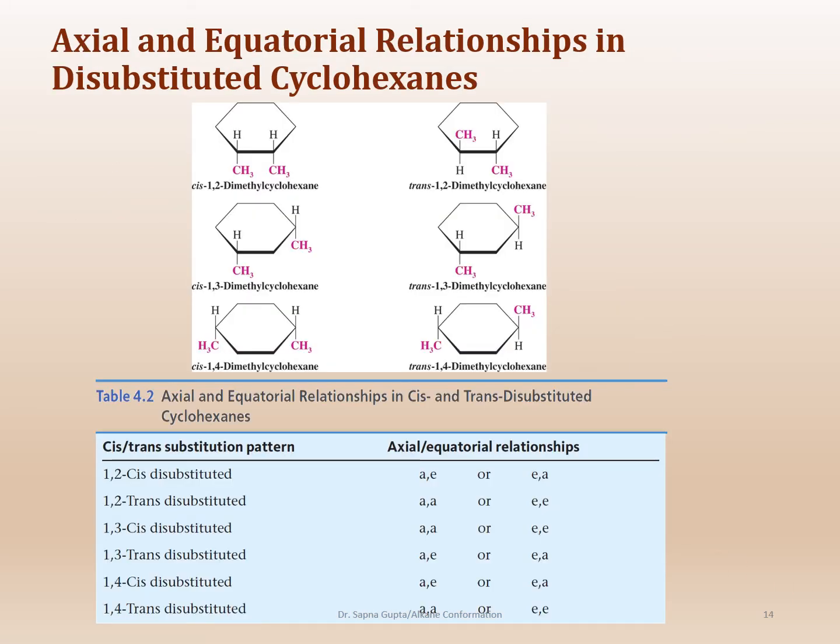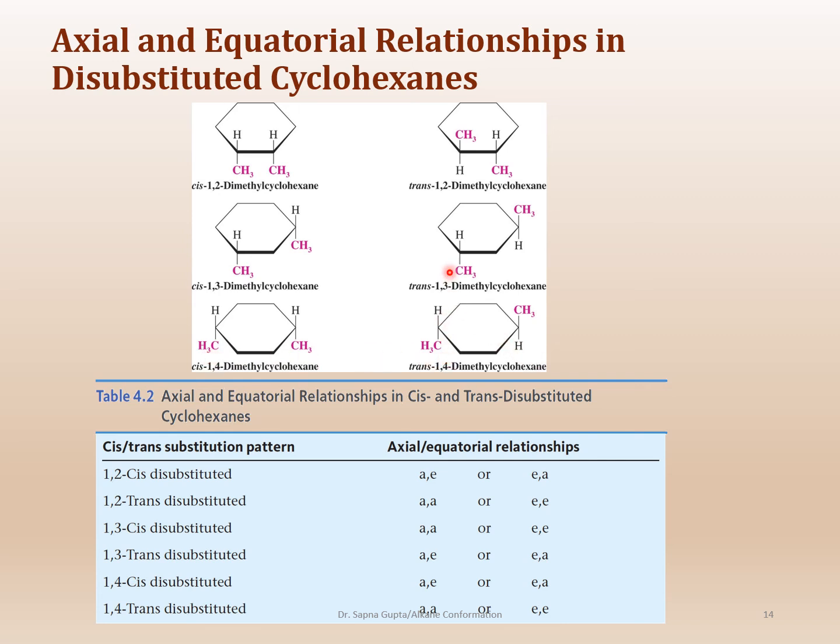Here are some structures that you may want to practice. There are different kinds, so they are all cyclohexane first of all. But what is different about them is that they are disubstituted, so you have two methyl groups. So you have two isomers of the 1,2 relationship. The 1,2 relationship can be cis or it can be trans. Then you have the 1,3 isomers, or the 1,3 relationship, and then for the 1,3 you have again cis and trans, and then the last relationship is the 1,4 relationship where you have cis and then trans.